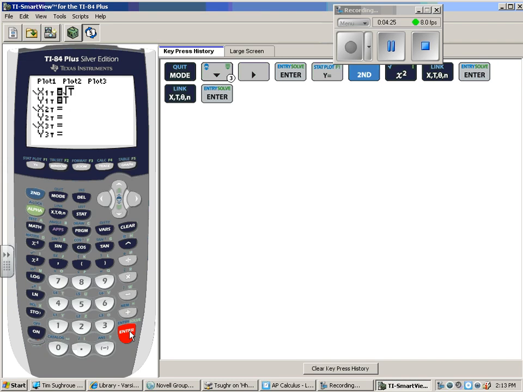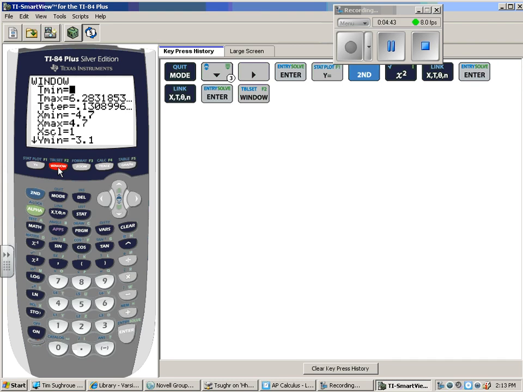Well, we need to change the window. So we need to look on our calculator for where the window button is on the graphing calculator. If you look in the top row, it is the second key here. And if we look at the window, it changes as well. It gives us t minimum, t maximum, and a t step. What is this t step business? And then we still have x min, x max, x scale, y min, y max, y scale. Well, here's the whole idea about it.